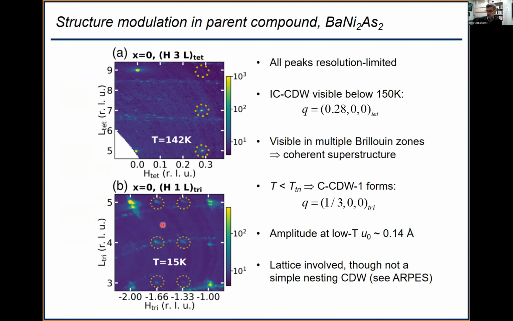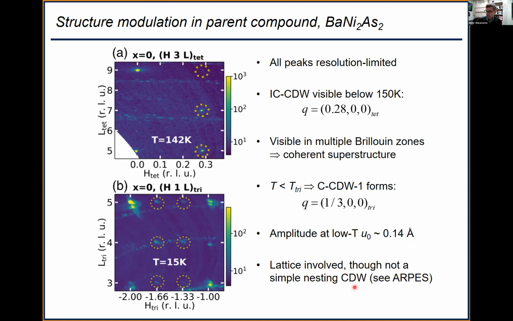Again, this is a coherent superstructure. You see it in many different Brillouin zones, so it's a real supermodulation in the crystal. The amplitude, we've done some estimates, is somewhere between a few hundredths to a few tenths of an angstrom. This is extremely large. The amplitude is actually similar to well-known structural charge density waves in things like tantalum diselenide and tantalum disulfide. The transition metal dichalcogenides are of the same order. So whatever this instability is, the electron-phonon interaction is playing a critical role. But it is not a simple nesting.